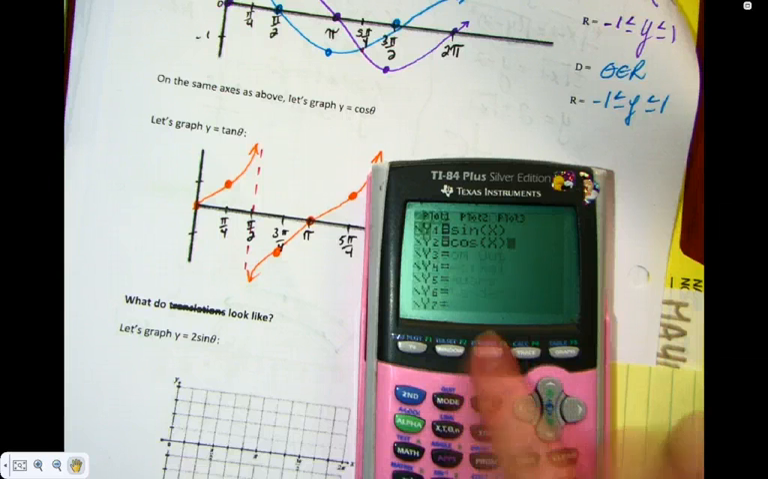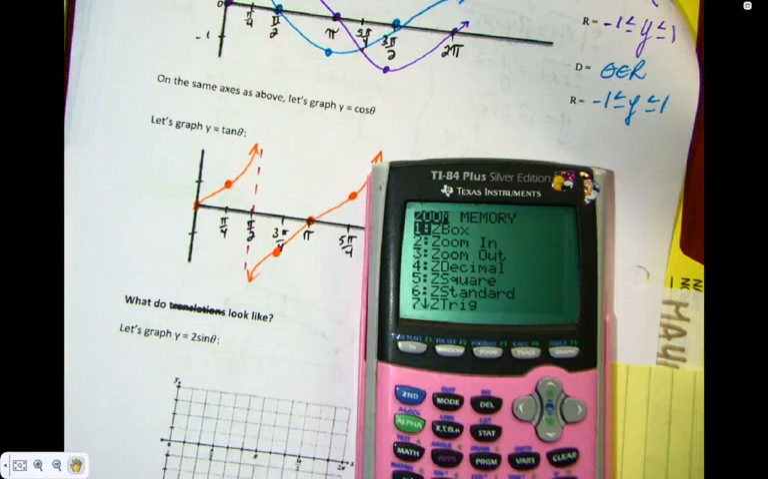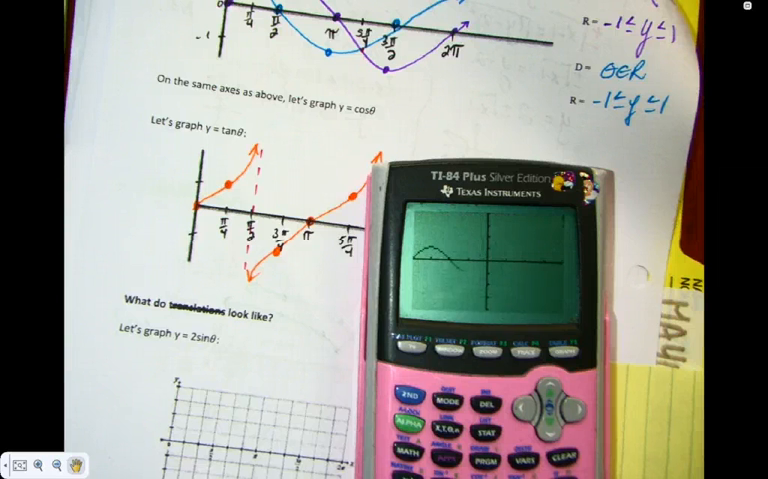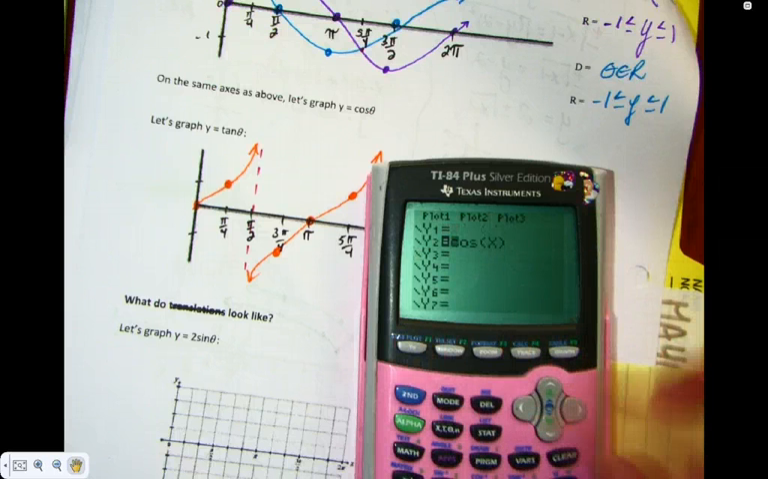Now we go to zoom, but we're not going to pick zoom standard because that's not going to do it for a trig graph. Which of these do you think might be for a trig graph? Well, yes, zoom square. There he is. And so when we did solving these equations graphically in Unit 1, that's why they had those bumps to them. Okay, let's go back into our y equals, clear it out, and we'll put tan x into y1.